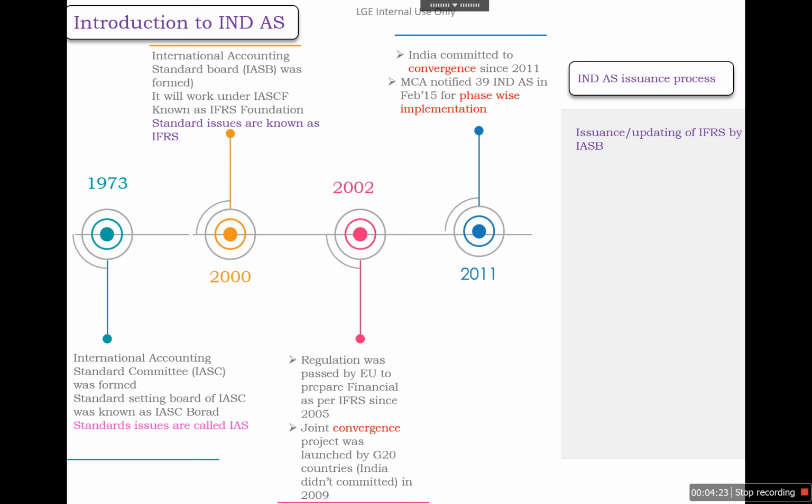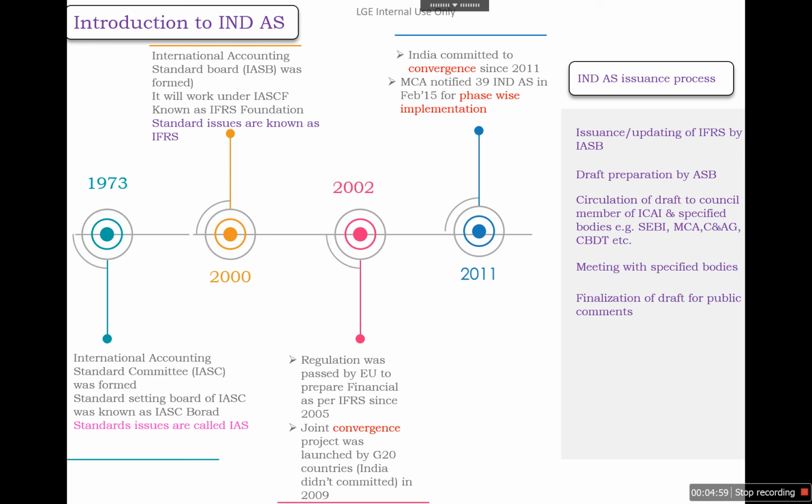So let's discuss India's issuance process. In India, the issuance and updating of Ind AS is done by the ICAI, and for this purpose a draft is prepared by the ASB, and it is circulated to different members of ICAI, council members of ICAI, and specified bodies related to financial statements like SEBI, MCA, C&AG, and CBDT for their comments. And thereafter they hold a meeting with the specified bodies and finalize the draft for public comments.